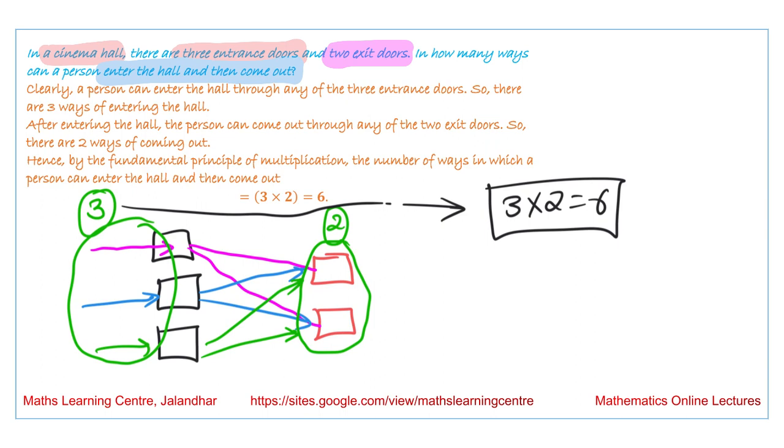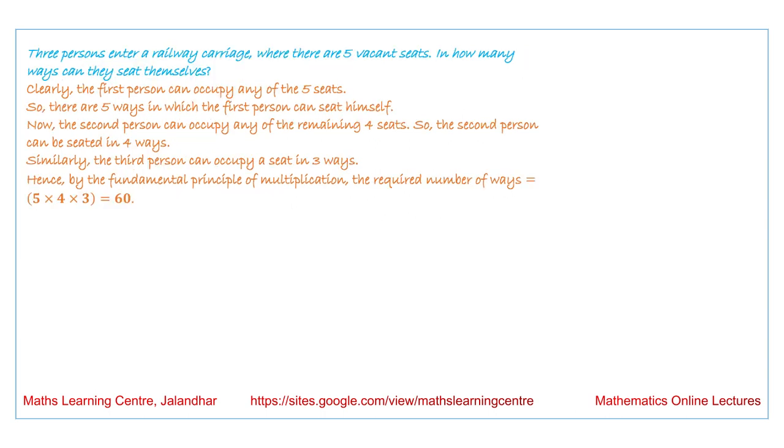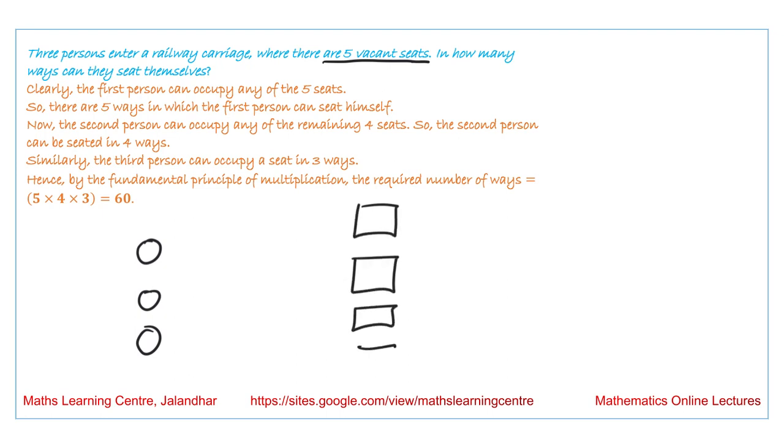And this thing is also clear over here, that how many ways we have: 1, 2, 3, 4, 5 and 6. These are the 6 ways we are talking about. Next is, 3 persons enter a railway carriage where there are 5 vacant seats. In how many ways can they seat themselves? So 3 persons are there, and the number of vacant seats we have is 5. So in how many ways can they sit?